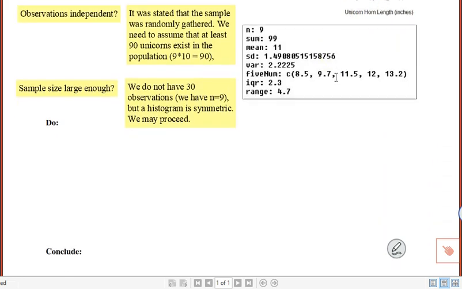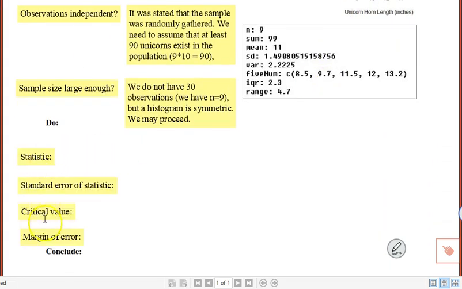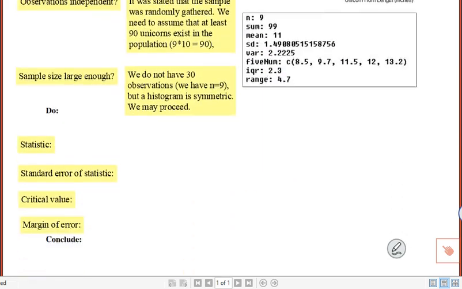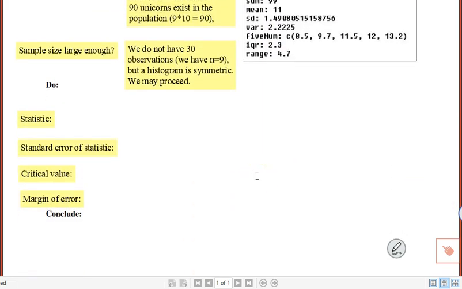Okay, now we actually carry out the procedure. We need to find these ingredients. In general, a confidence interval is as simple as taking your best guess for the parameter. We are trying to estimate the mean length of all unicorn horns. So our best guess for the mean of all is the mean we observed in our sample, which happens to be 11. So our statistic is our sample mean of 11.